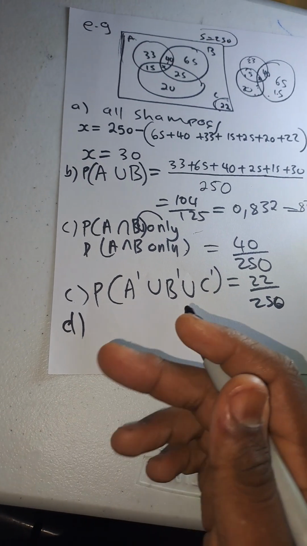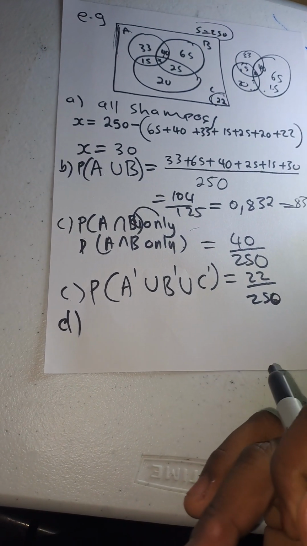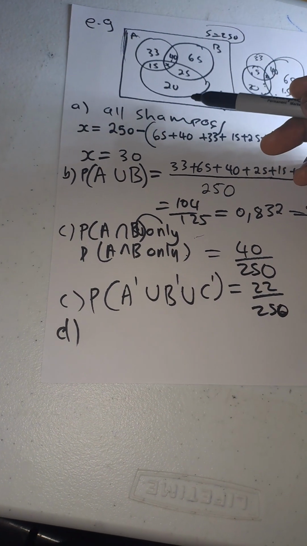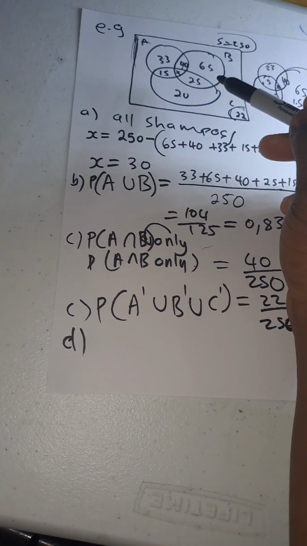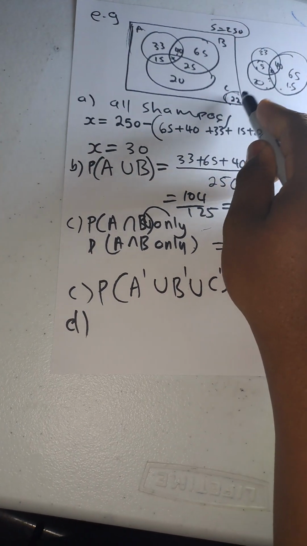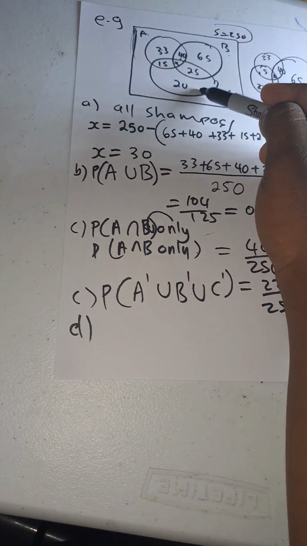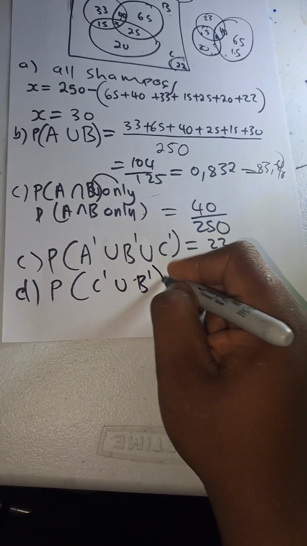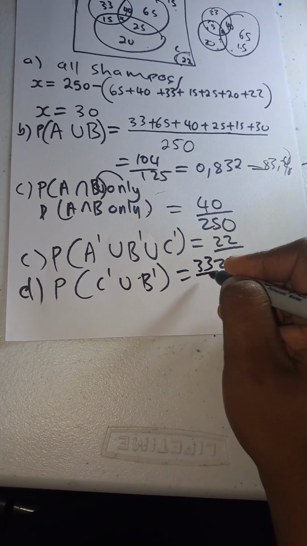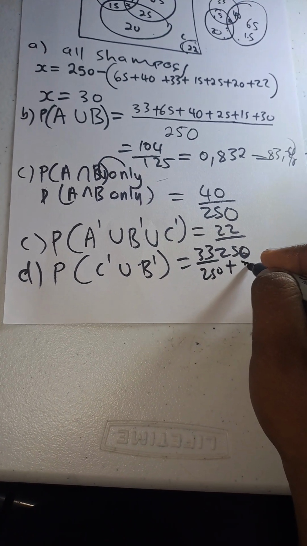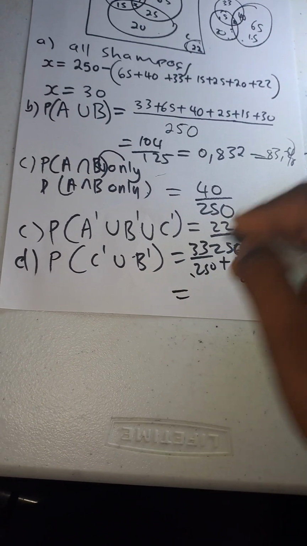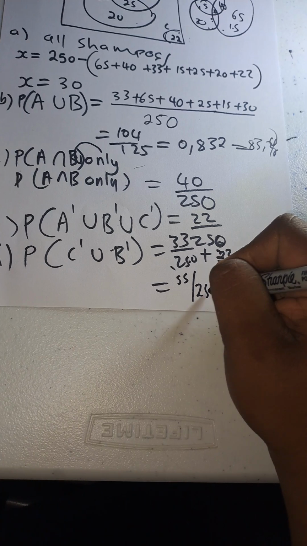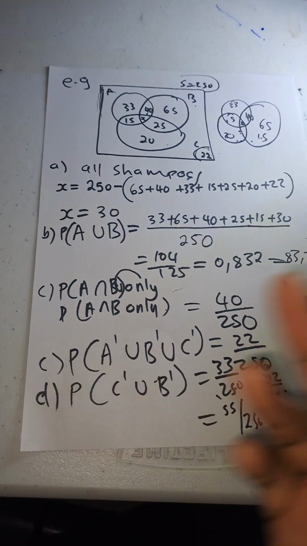Let's check the last one. Determine the probability of randomly picking a person that doesn't like shampoo C or B. So you're gonna ignore these ones, but take this 33 here and the 22 that you can see here, because they said not C, not B. So it's gonna be 33 over 250 plus 22 over 250. You're gonna add and get 33 plus 22 is 55 over 250. Then you take it to decimals on your own. Okay, that's how you kill it.